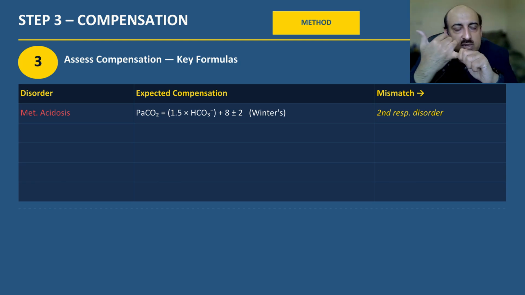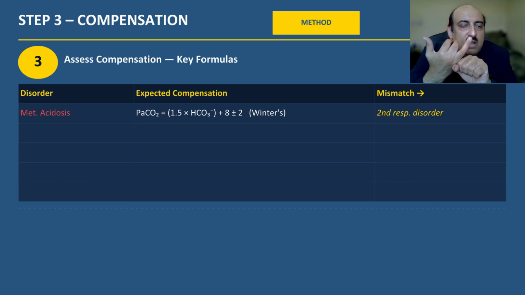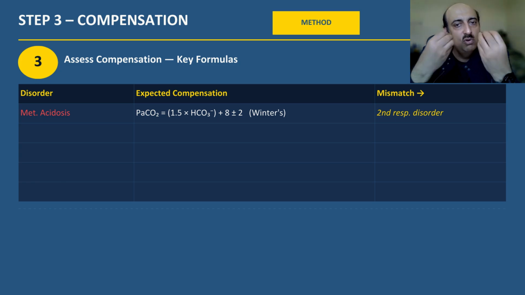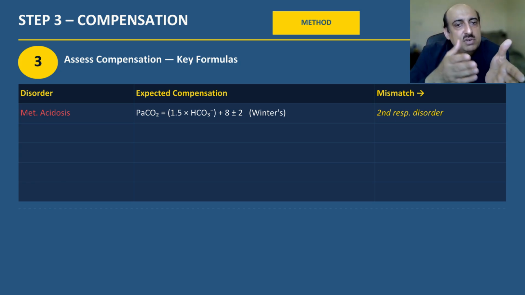First of all, metabolic acidosis. Once you have established it's metabolic, you need to establish the CO2, which is an acidic gas. So you need to check whether the CO2 is expected to do what it needs to do, which means in the normal phase, the CO2 should be blown off by the body to compensate for the metabolic acidosis.